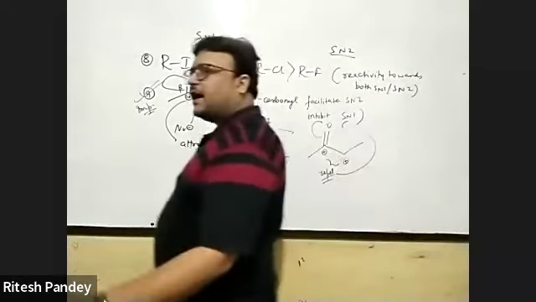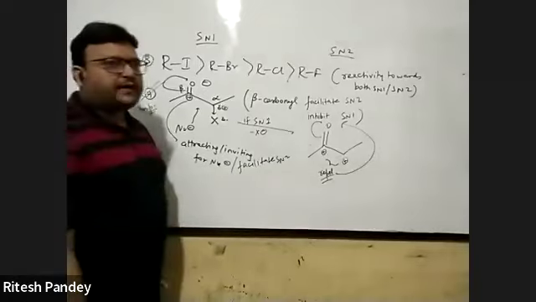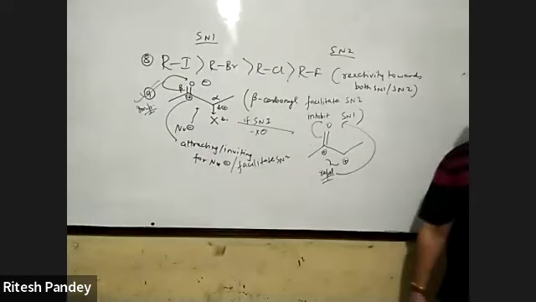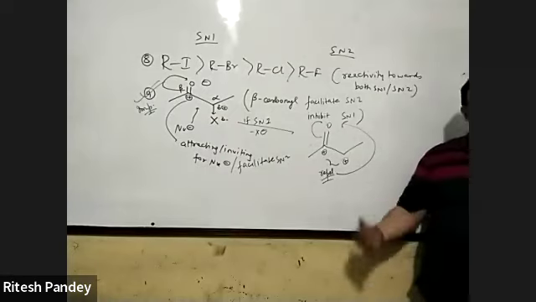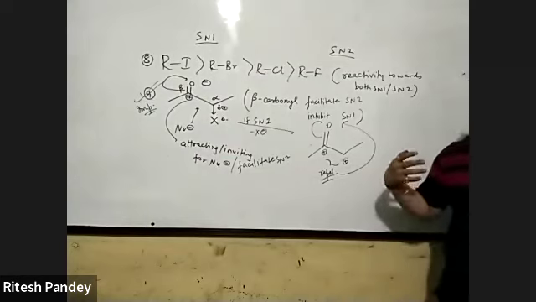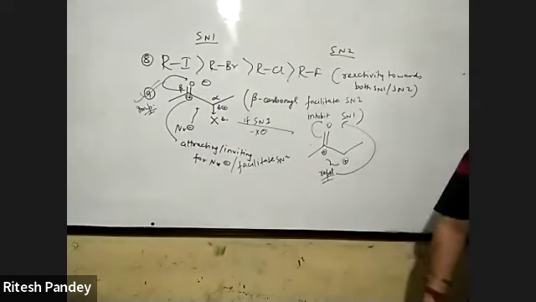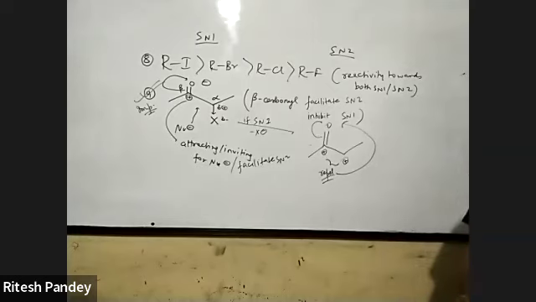So if there is a beta carbonyl present, Sn2 will be promoted, Sn1 would be inhibited. Presence of a beta carbonyl group would promote Sn2, would inhibit Sn1.